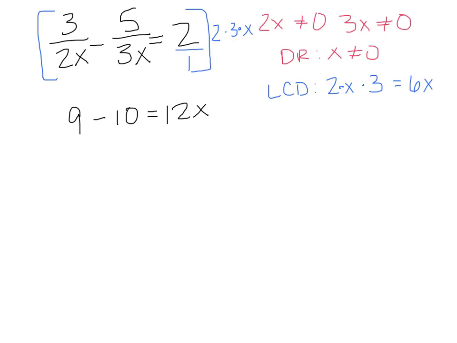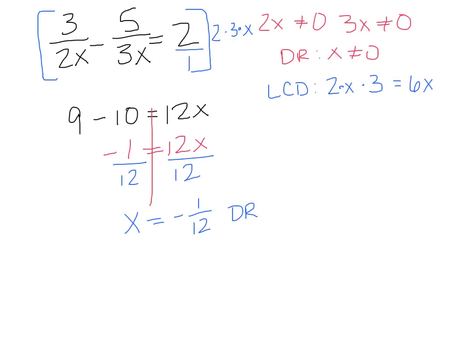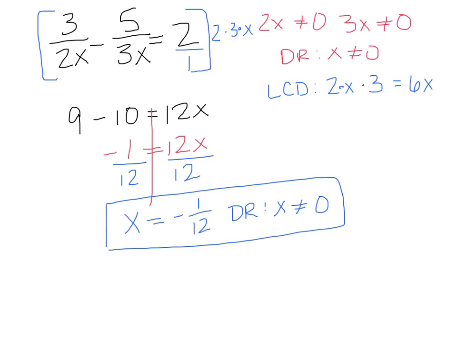Now we just have to do a little bit of work to solve. So I'm going to simplify the left-hand side. Negative 1 equals 12x. Then get x by itself by undoing, divide. And I get x equals negative 1/12. I know I also have a domain restriction of x is not equal to 0. Since negative 1/12 is not the same as 0, I'm done. That's my final solution. X is negative 1/12. If you plugged it back into the original equation, you would get a true statement.